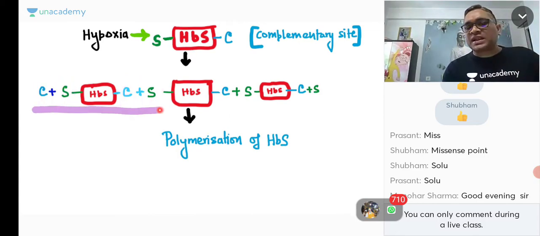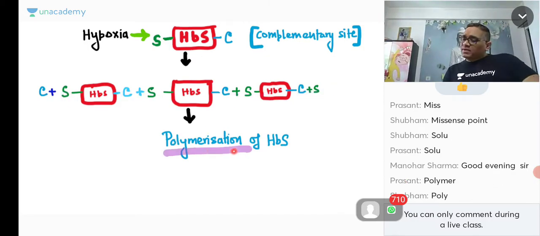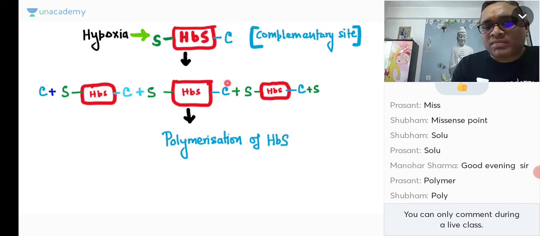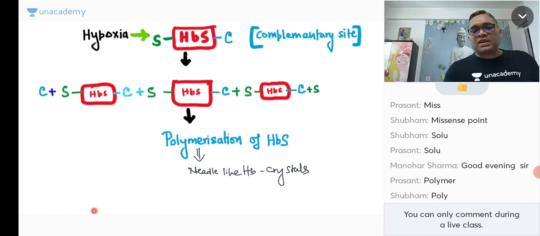Because of this, the chain is getting elongated: CS, CS, CS, CS. This process is called polymerization of hemoglobin. So during hypoxic condition, the complementary site will be expressed and combine with the sticky site, and this will cause polymerization of HbS. This polymerization of HbS will convert the hemoglobin into a needle shape. Because of this polymerization of hemoglobin S, needle-like hemoglobin crystals are formed.